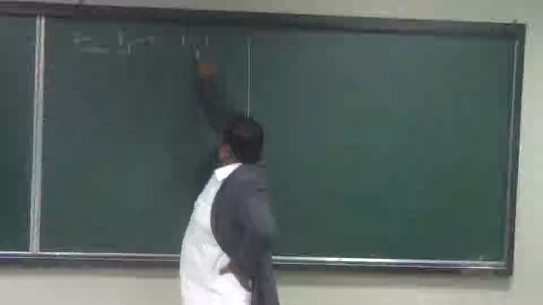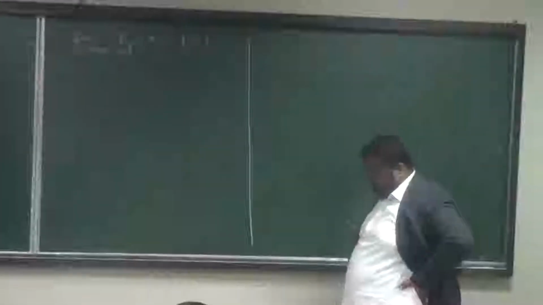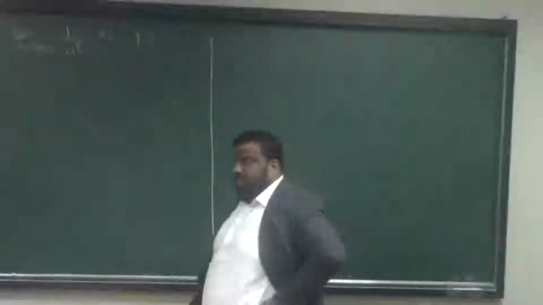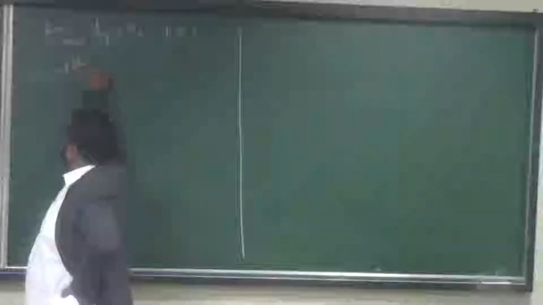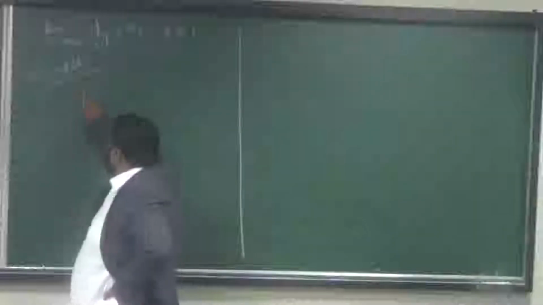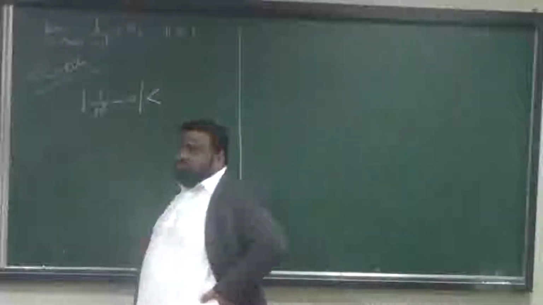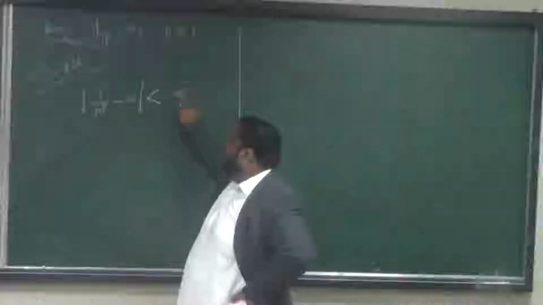Equality, you can know that already. How are you going to do it? Do it by definition. As I said, first do the scratch work. Okay, what will be the scratch work for that? We want the difference between this term and zero to be less than epsilon.